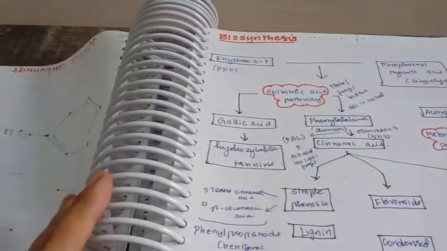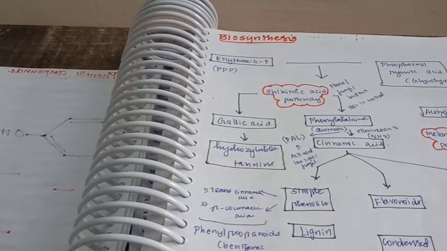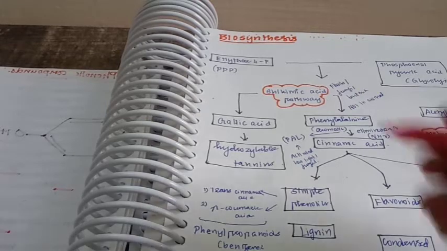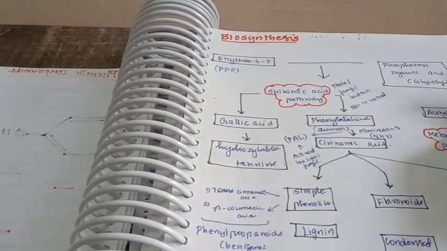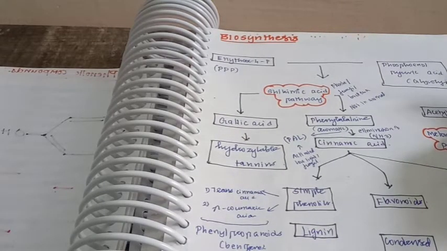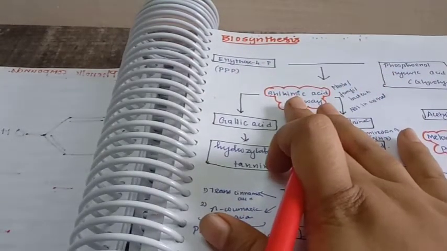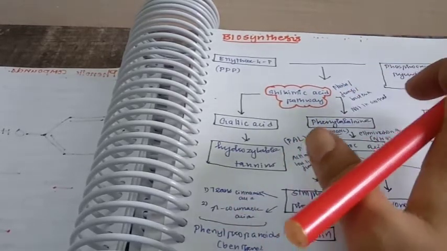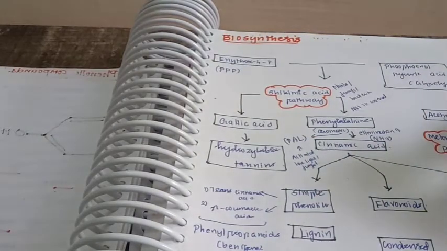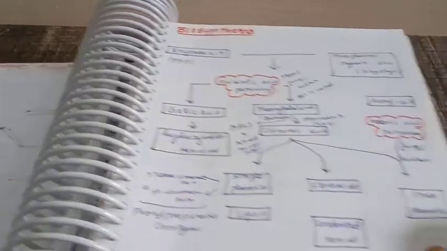Next, regarding the biosynthetic pathway. Phenolic compounds are generally produced by two important pathways. The first pathway is your shikimic acid pathway, and the next pathway is your malonic acid pathway. These are the two important pathways by which your phenolics are produced. The shikimic acid pathway is widely present in plants, fungi and bacteria, and it is not present in animals. And your malonic acid pathway is present in fungi and bacteria, whereas it is not present in plants.